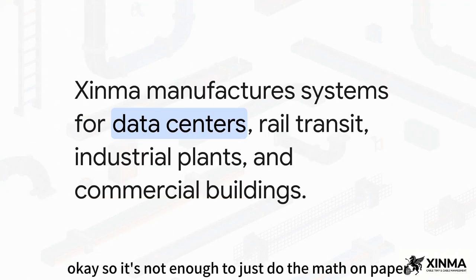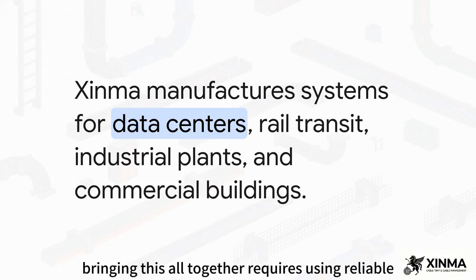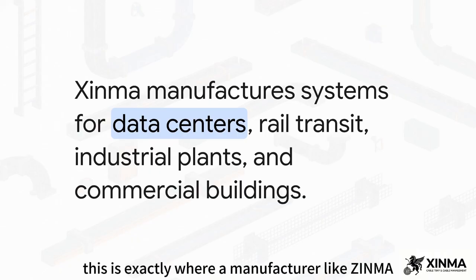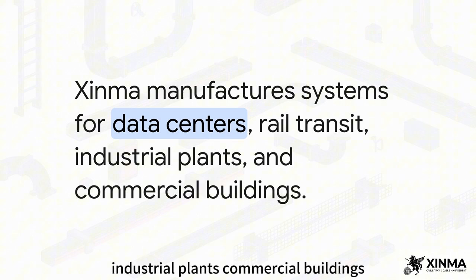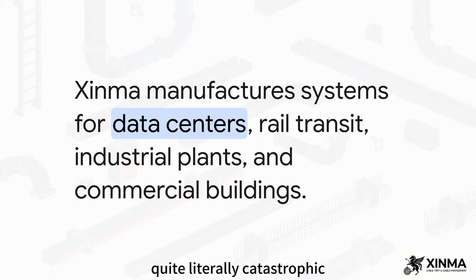Okay, so it's not enough to just do the math on paper. The physical materials you source must actually meet your real-world standards. Bringing this all together requires using reliable, standard-compliant building blocks. This is exactly where a manufacturer like Xinma comes into the picture. They provide the exact building blocks required for this sizing framework, manufacturing comprehensive cable tray systems across some incredibly demanding, high-stakes environments. We're talking massive data centers, rail transit systems, industrial plants, commercial buildings. These are places where a failing cable highway would be, quite literally, catastrophic.